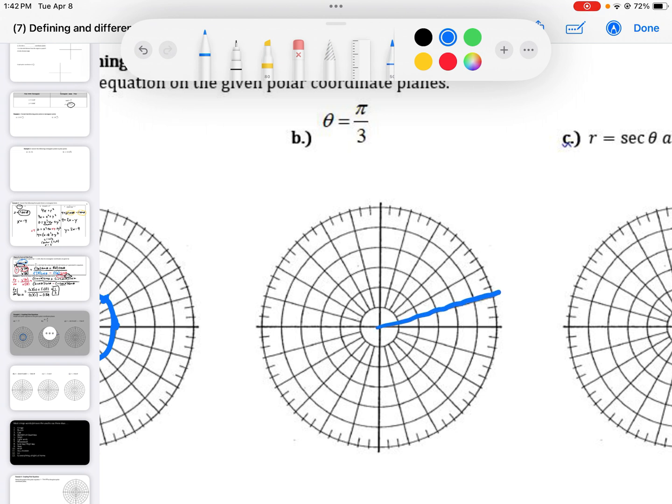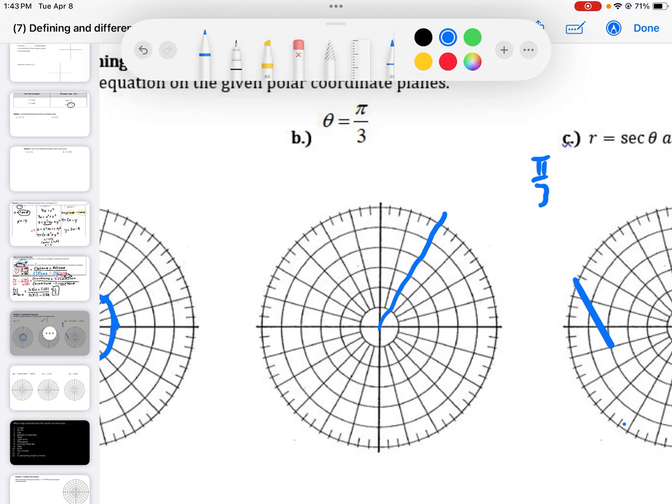All right, if theta is pi over 3, remember this is 1 pi over 12, 2 pi over 12, 3 pi over 12, 4 pi over 12, which reduces to pi over 3, right? So that's the theta. Well, what's the radius that goes along with that theta? It doesn't matter. It's all radiuses. So the theta is always pi over 3.